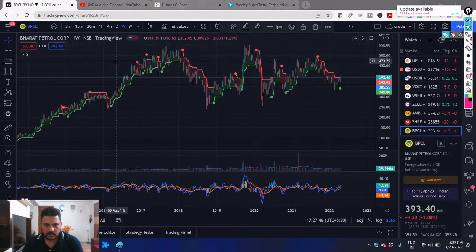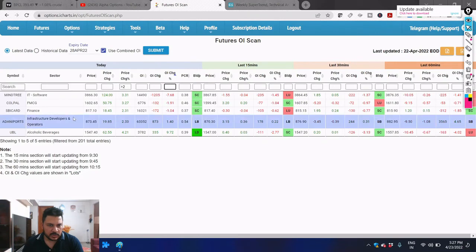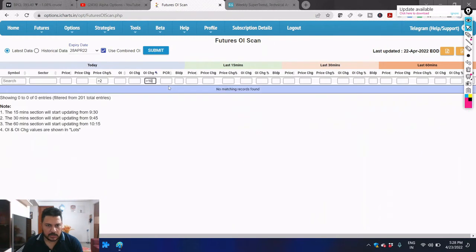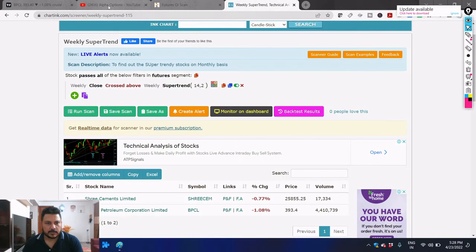It has spent enormous time from 2016 till now. It's still in the same zone after 6 years. So I don't think we should be wasting our time on this. Okay, anything on the future OI scan? I can see greater than 2%, only Mindtree is there, Colpal, SBI Cards, and greater than 10%, nothing great, I guess. Yes, I don't think we have any good stock for investments here.